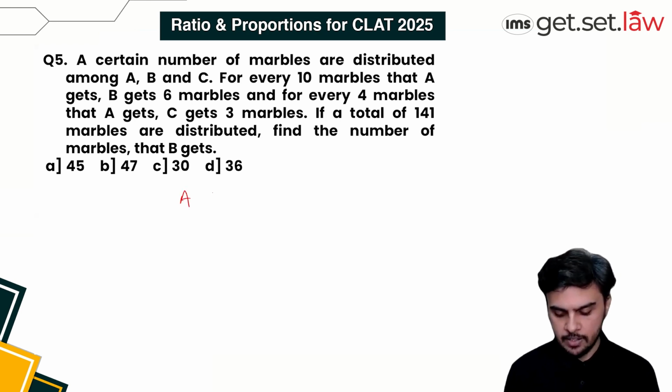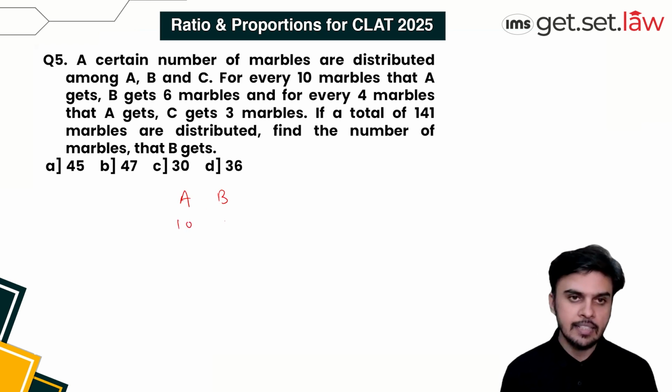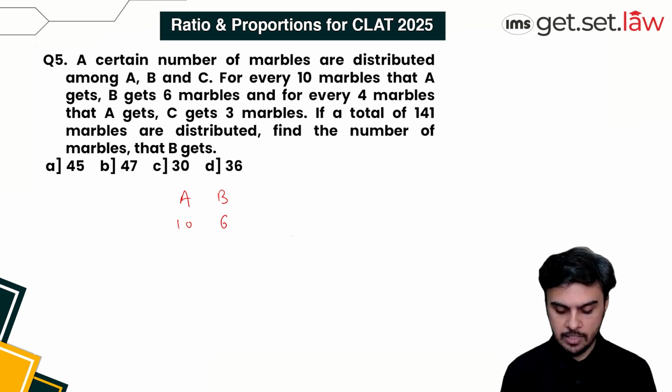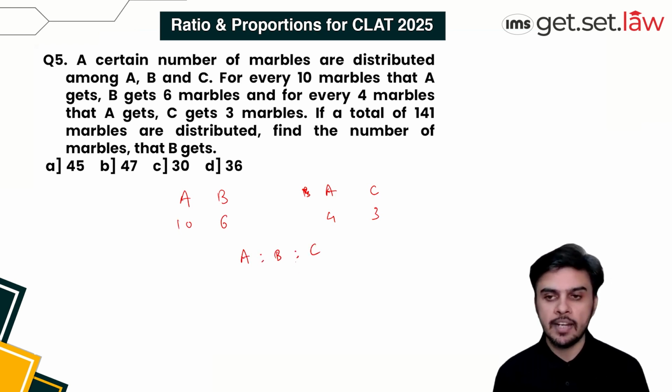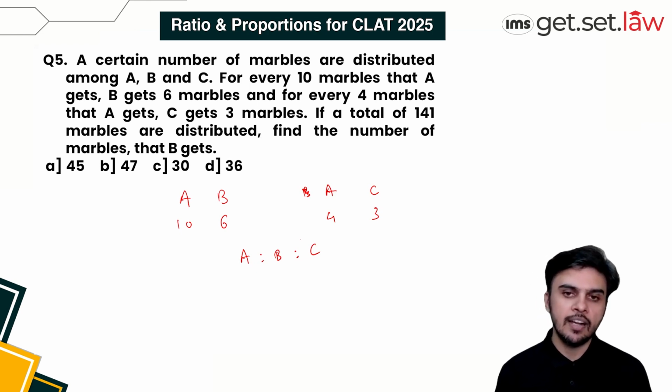So if you look at here, for every 10 marbles that A gets, B gets 6 marbles, and for every 4 marbles that A gets, C gets 3 marbles. So in this type of question, we have to combine this ratio so that A, B and C, we can take the combined ratio to calculate the parts in which the number of marbles is distributed to A, B and C. Total marbles are 141.